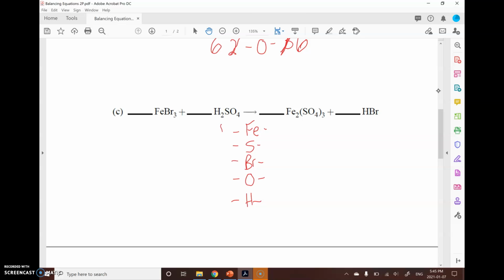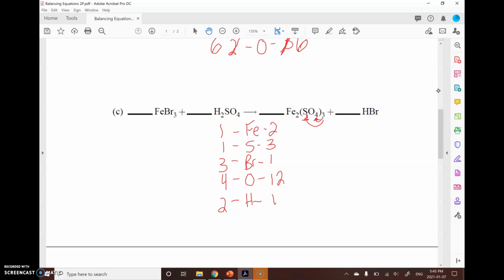All right, so we have 1 iron on this side. We have 3 bromines. We have 2 hydrogen. We have 1 sulfur, and we have 4 oxygen. Okay, let's look at this side here. So we have 2 iron. Now our sulfur is in these brackets, so that 3 there is going to multiply that 1 that's inside the bracket. So that's 3 times 1, so that's 3. And then this 3 is going to multiply the 4 for the oxygen. 3 times 4 is 12. I have 1 hydrogen and 1 bromine.